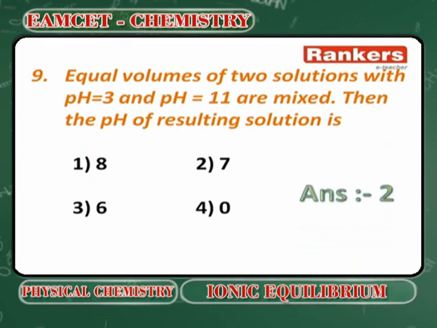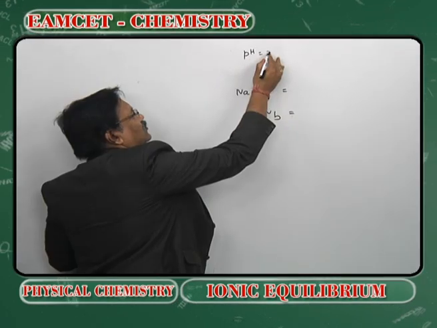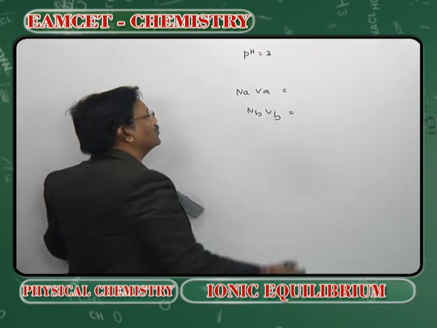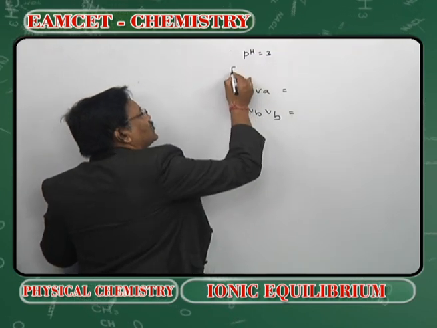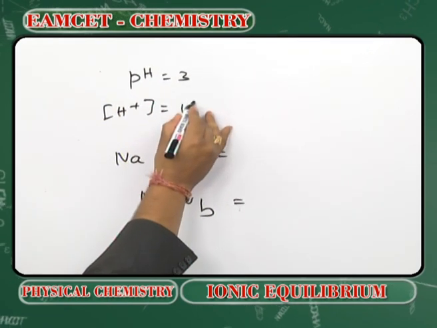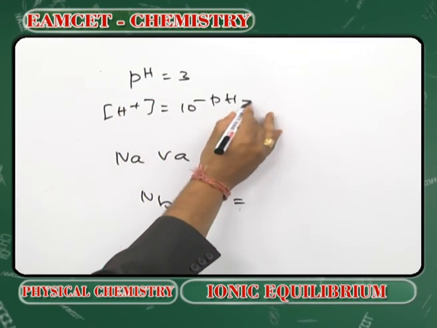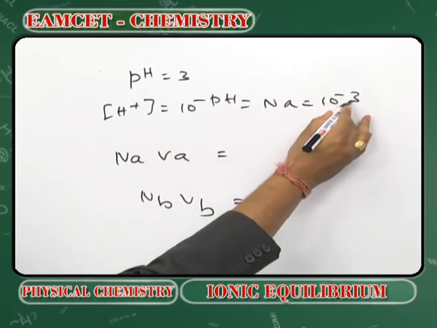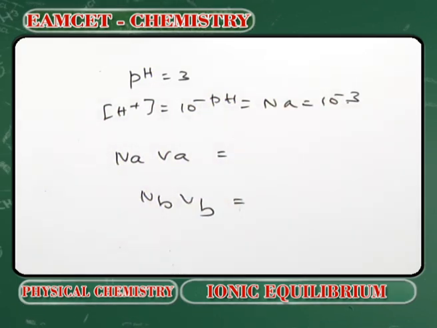Equal volumes of two solutions with pH equal to 3 and pH equal to 11 are mixed. pH equal to 3 means it is an acidic solution. For an acidic solution, H plus ion concentration is equal to 10 to the power of minus pH, which is equal to the normality of the acid, that is 10 to the power of minus 3.